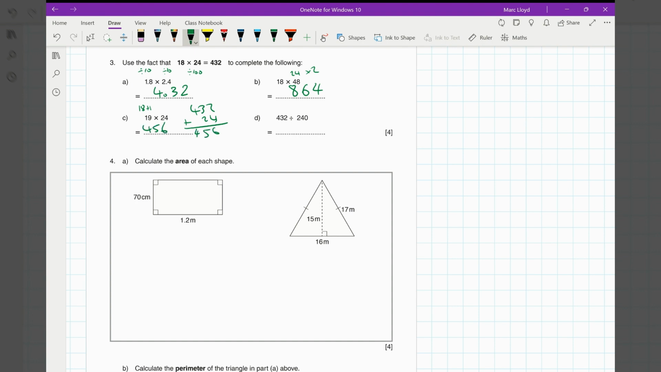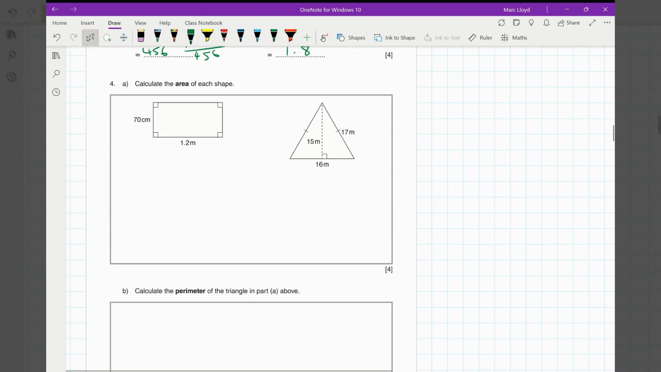I'm glad I've done that as well. I'm not going to delete that because it's very important that you always check your working, have a think about it. And I'm really glad that I've shown you that. Okay, 432 divided by 240. So 432 divided by 24 will equal 18. So if we make that 10 times bigger, the answer is going to become 10 times smaller, 1.8.